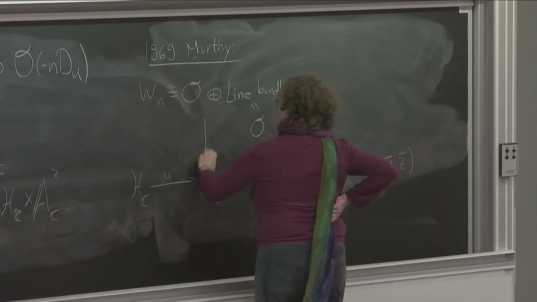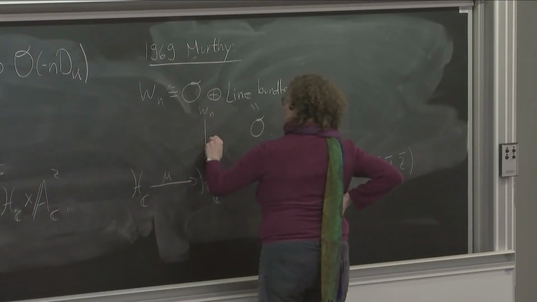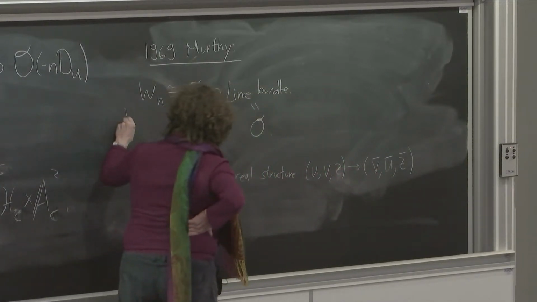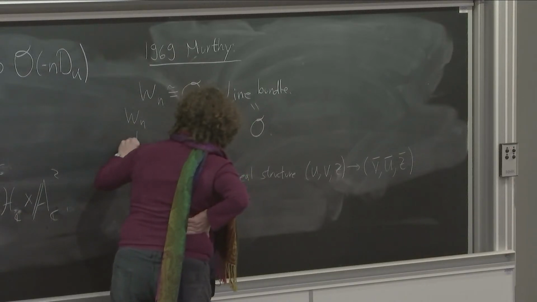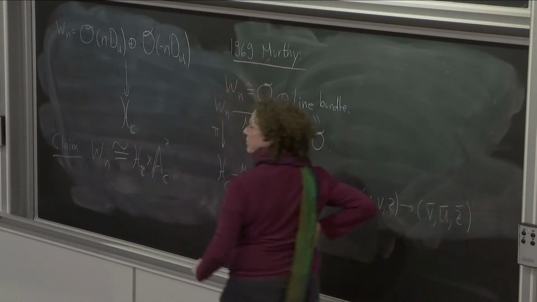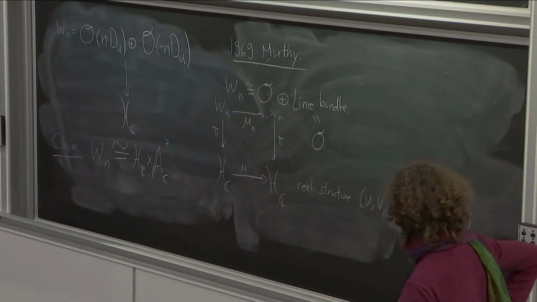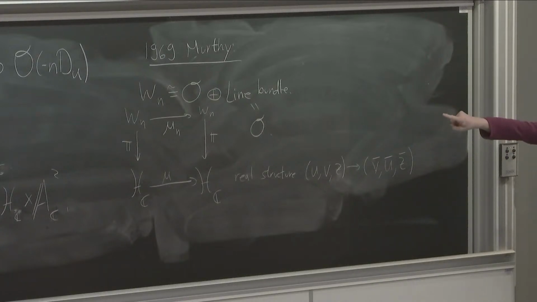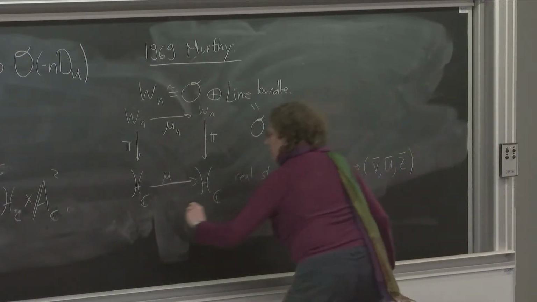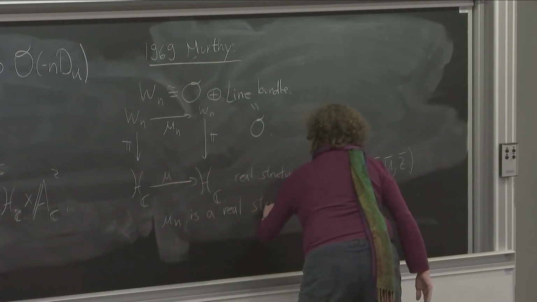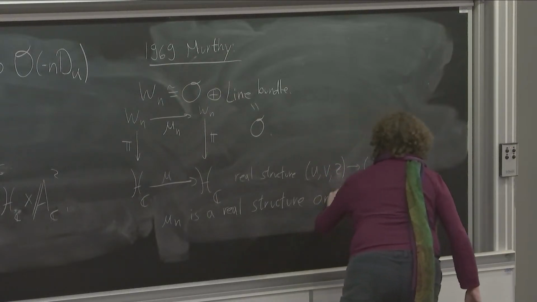And here, I take this Wn, I go pi, and if I look at the pullback diagram, what I'm going to get is a copy of Wn here, and a real structure on Wn. It's just constructed by looking at what happens to U and V when I do this, and I look at these functions on the base. So that gives me mu n is a real structure on Wn.